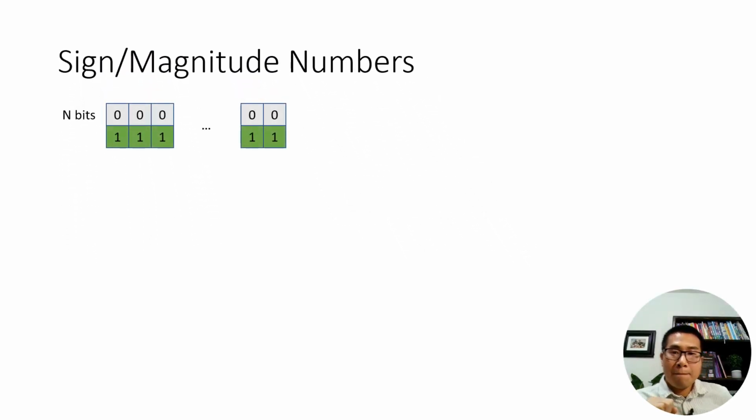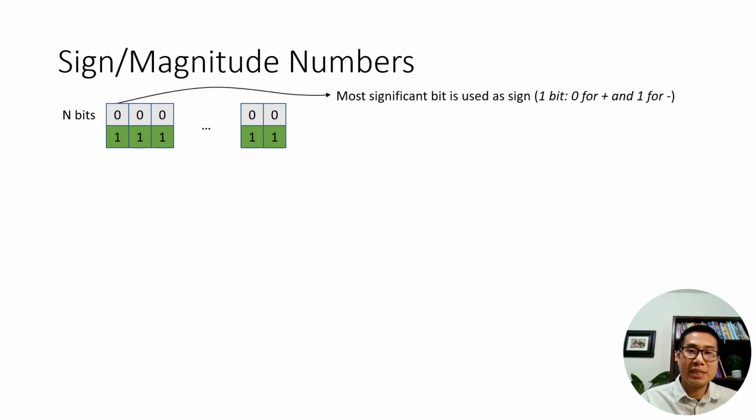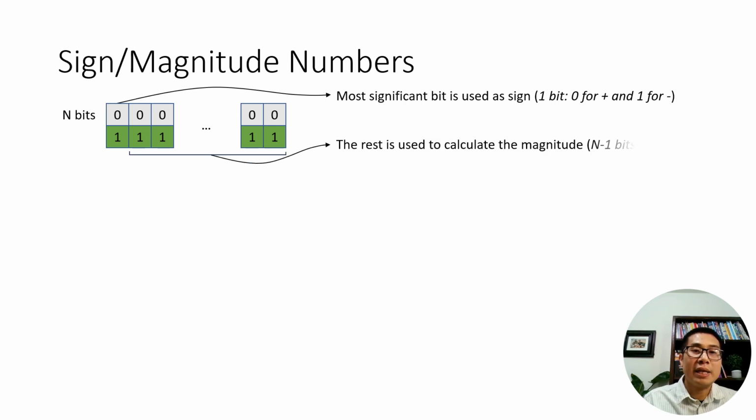Let's say we have an n-bit system, then the most significant bit is used as a sign. So you're going to have one bit. 0 is going to represent a positive number and 1 is going to represent a negative number. Then the rest of the n minus 1 bits are going to be used to calculate the magnitude of the number like we have computed so far.